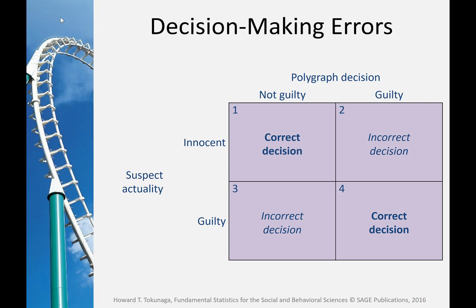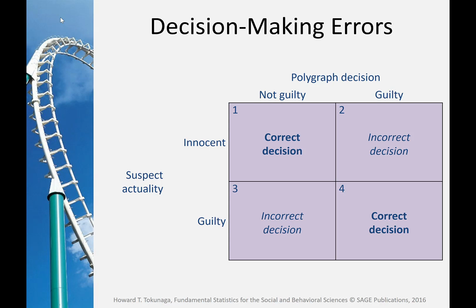The actuality is the truth. Again, there are two truths, two options, and each row reflects that. So in actuality, the person could be innocent, or the person could be guilty of the crime. We have potentially 4 outcomes if we're going to match what the polygraph says to what the truth is. So the polygraph can say that the person is not guilty. And if the person is actually innocent, then good job, polygraph, right?